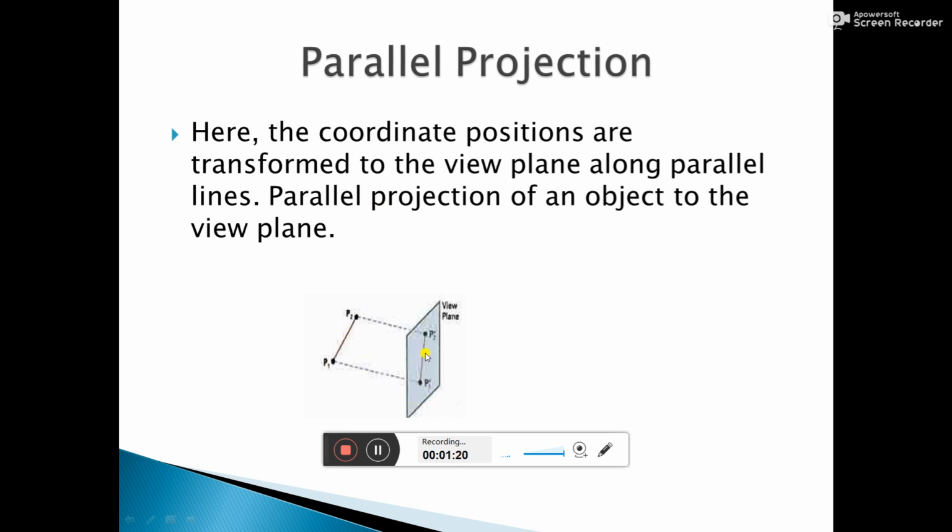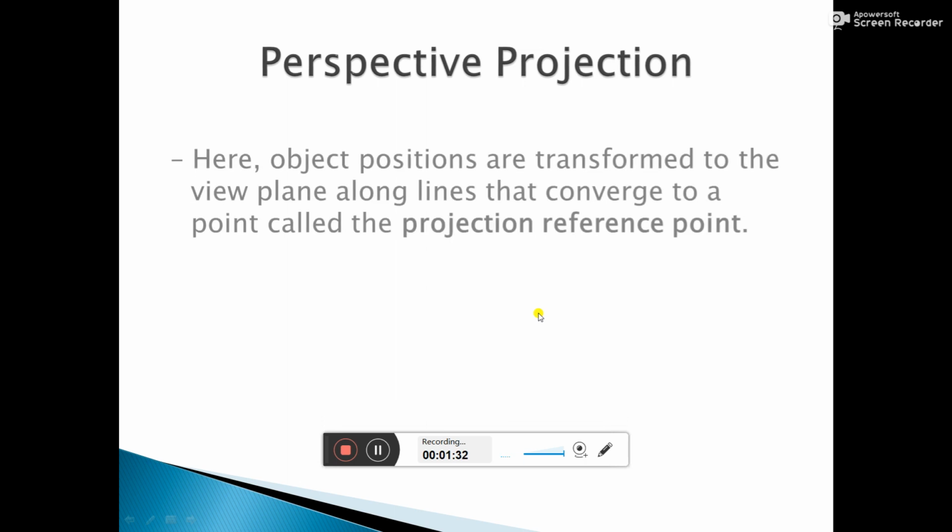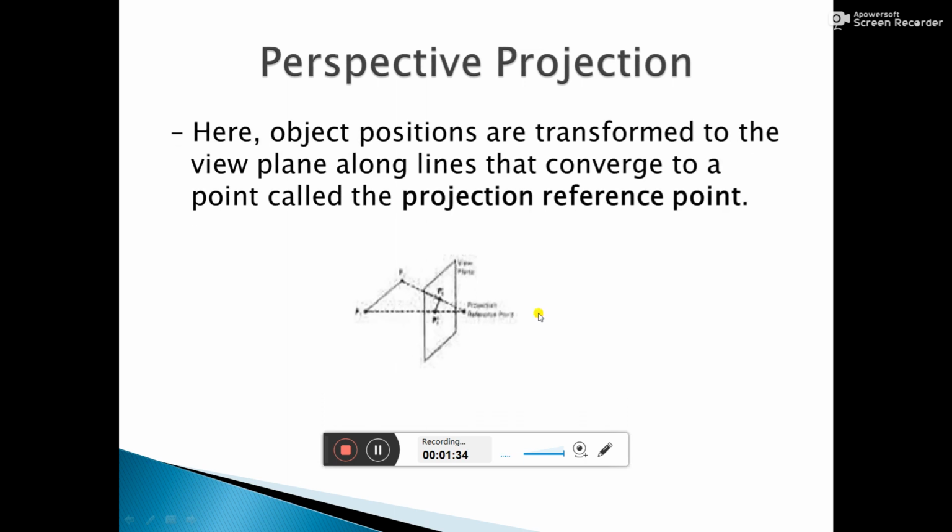Here, this diagram shows the parallel projection of an object to the view plane. This is along the parallel lines. It maintains the same distance. But in perspective projections, object positions are transformed to the view plane along lines that converge to a point called the projection reference point. It travels along the lines, but the distances are not equal. It merges in one point. This is called the projection reference point.